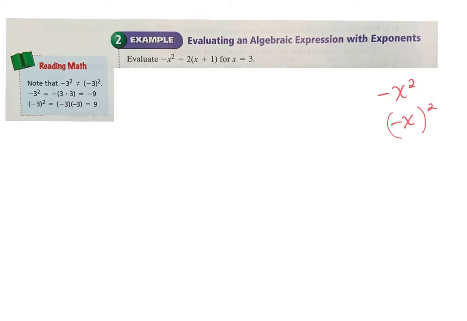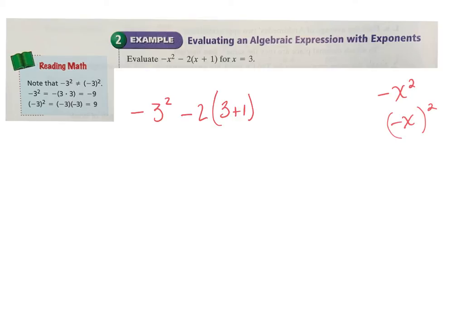Okay, so they want us to evaluate negative x squared minus 2 times x plus 1, for x equals 3. So we're just going to plug a 3 in here. Negative. There is no parentheses, so we're going to say 3 squared. If you need to put parentheses like this so you remember, go ahead. Okay, but you do not apply the negative first. All right, and then we have minus 2 times 3 plus 1.